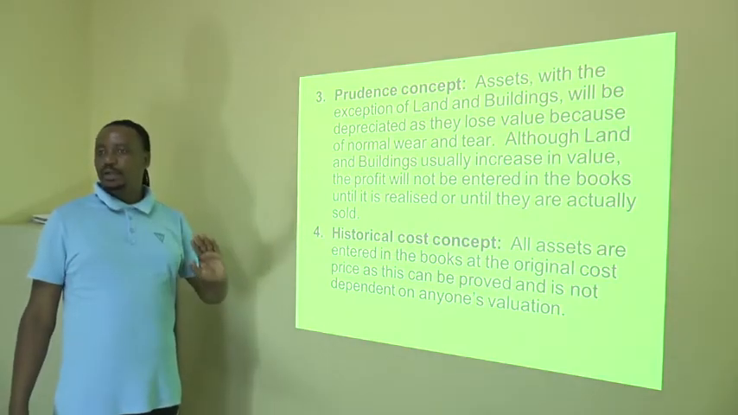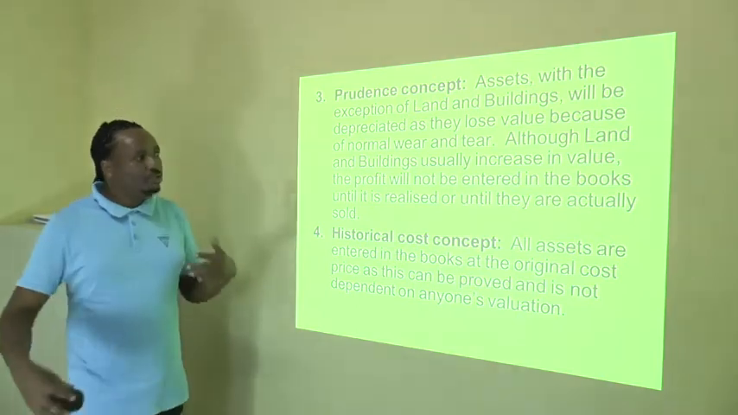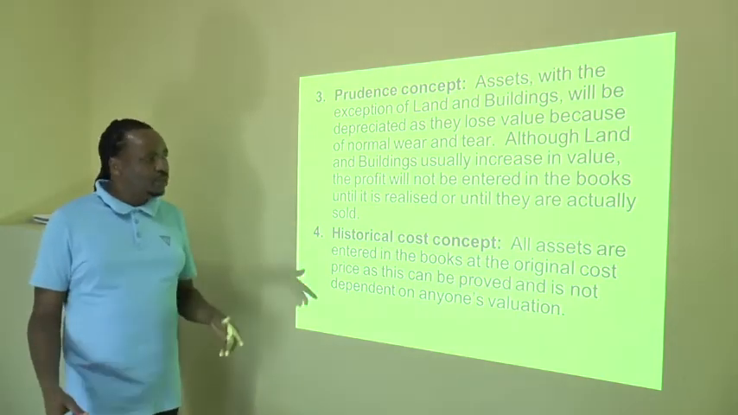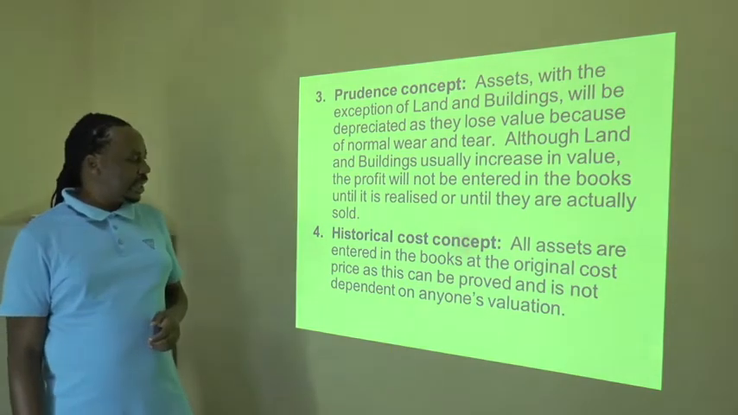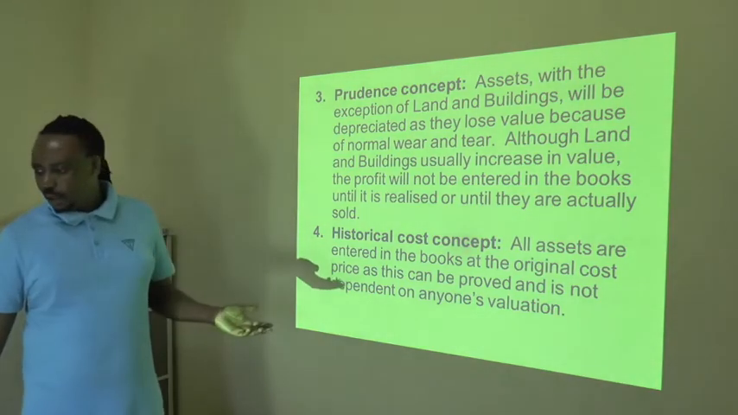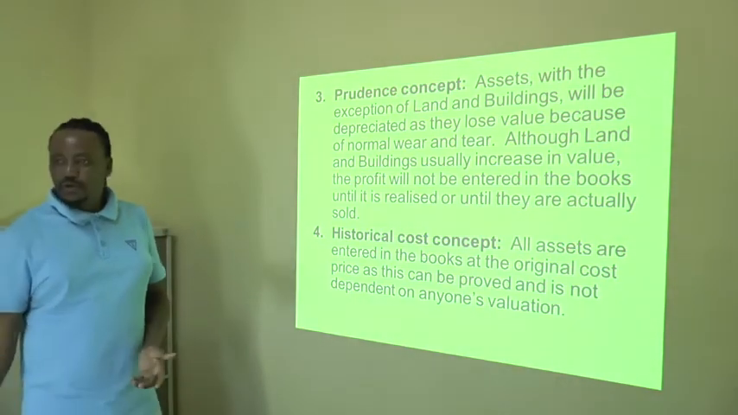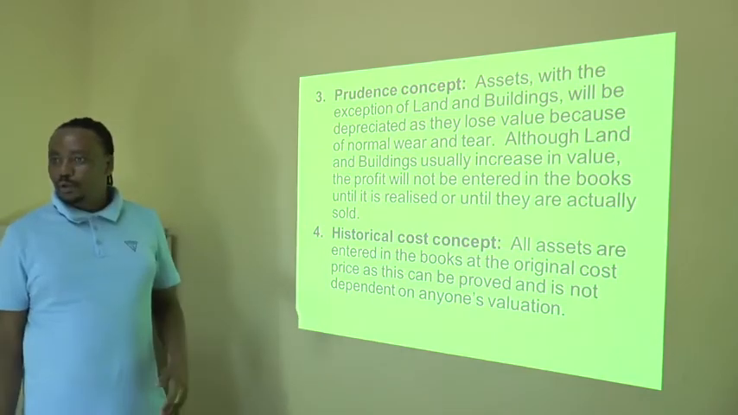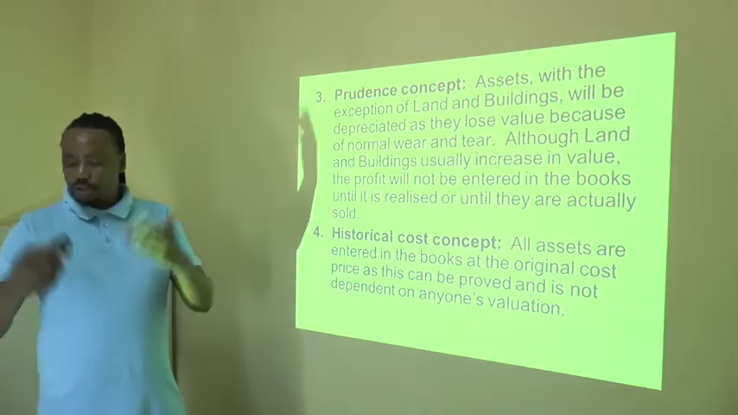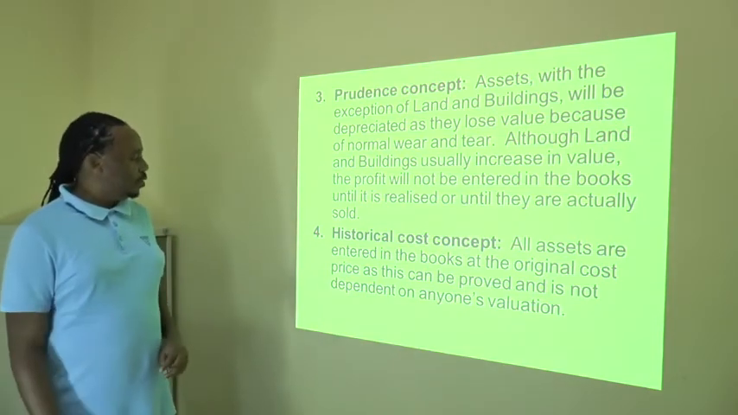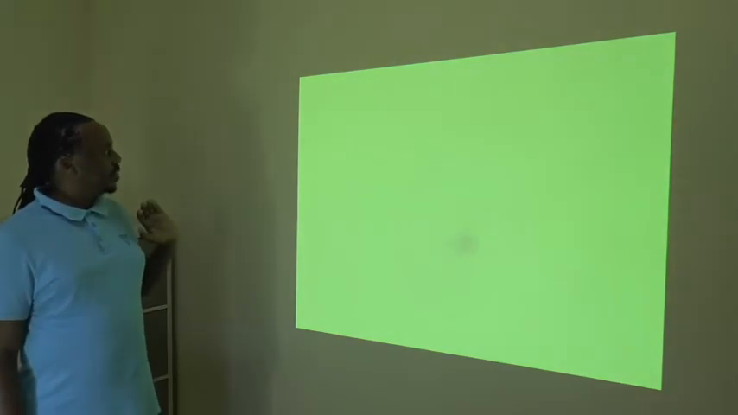Say you have a calculator, or let's say you have a car, but your car is now too old. You always value your asset at the original cost price at which you purchased it. You have a computer, but the keyboard of your computer is no longer working, you always value that computer at the original cost price. If you purchased a computer for 5,000, it is valued at 5,000. So that is the historical cost principle.